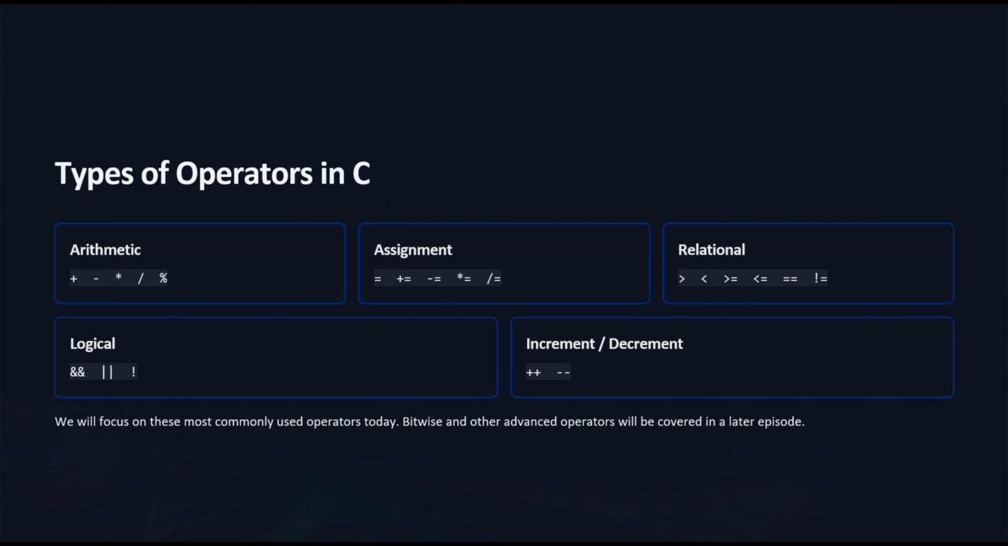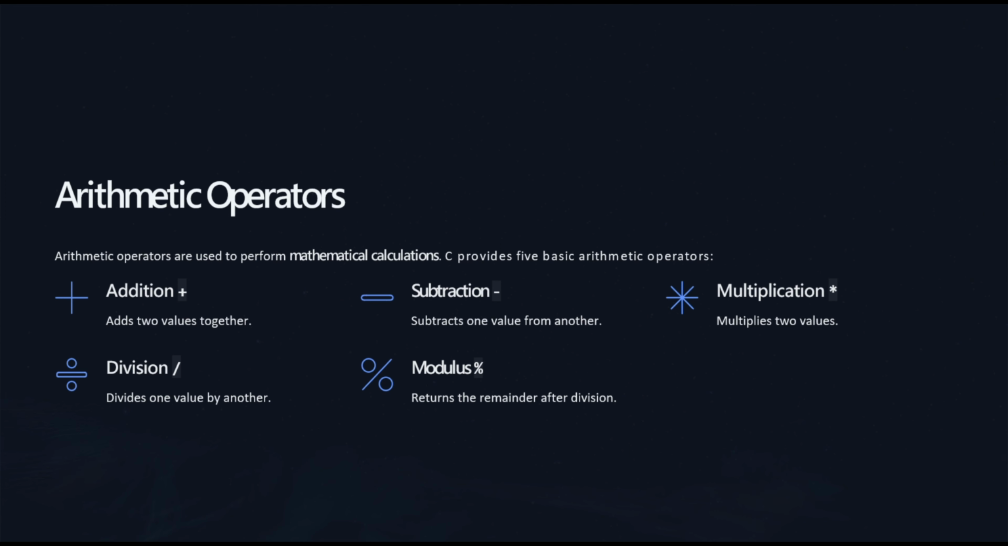Types of operators: arithmetic (+, -, *, /, %), assignment (=, +=, -=, *=), relational (>, <, >=, <=, ==, !=), logical (&&, ||, !), and increment/decrement (++, --). We will focus on these most commonly used operators today. Bitwise and other advanced operators will be covered in a later episode.